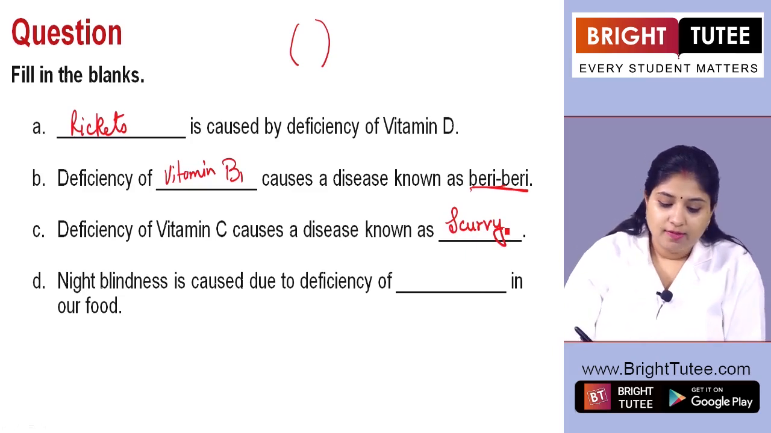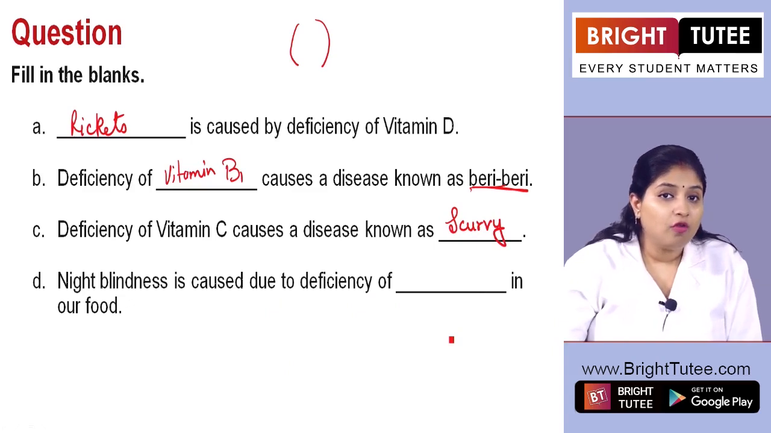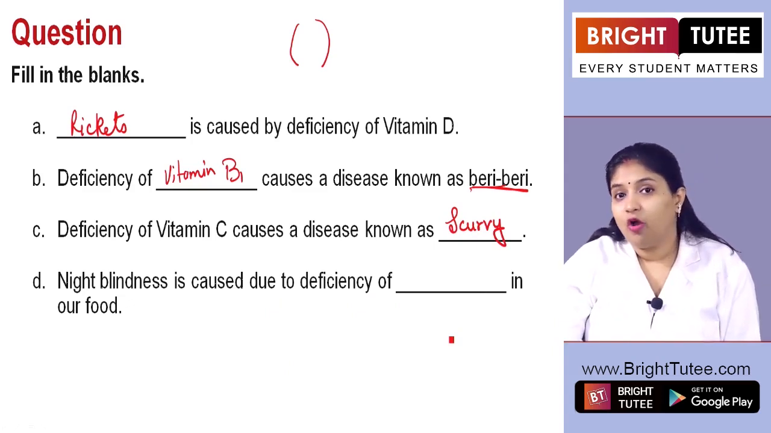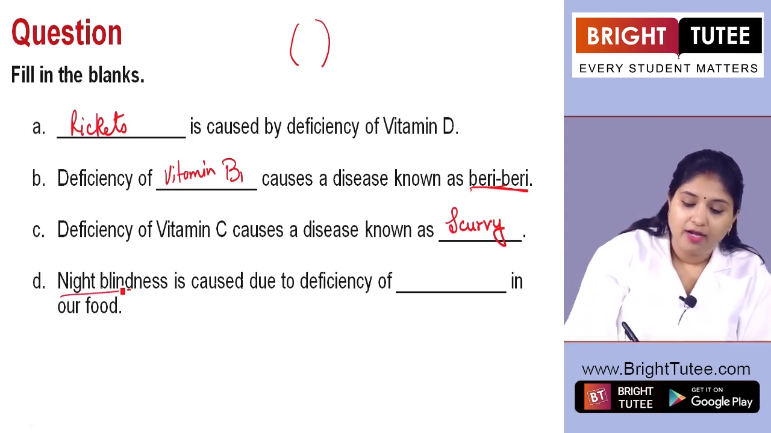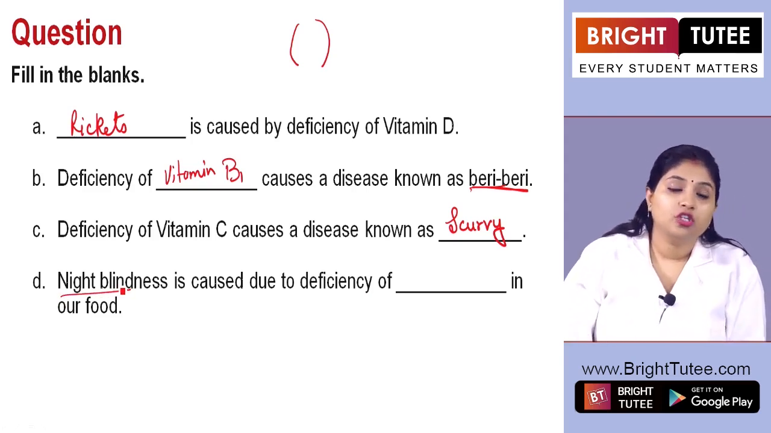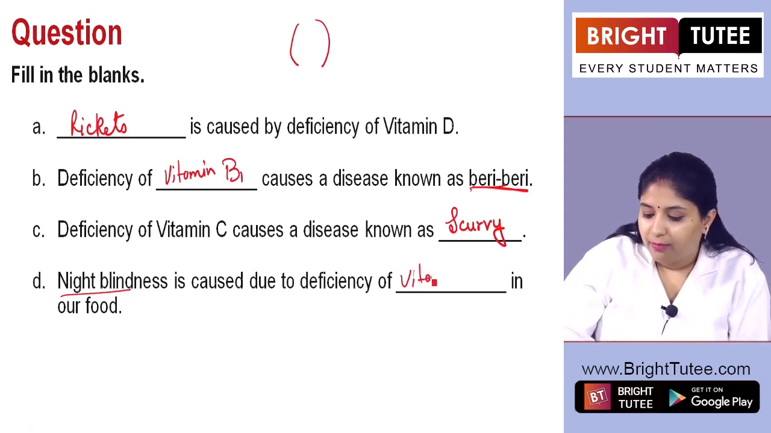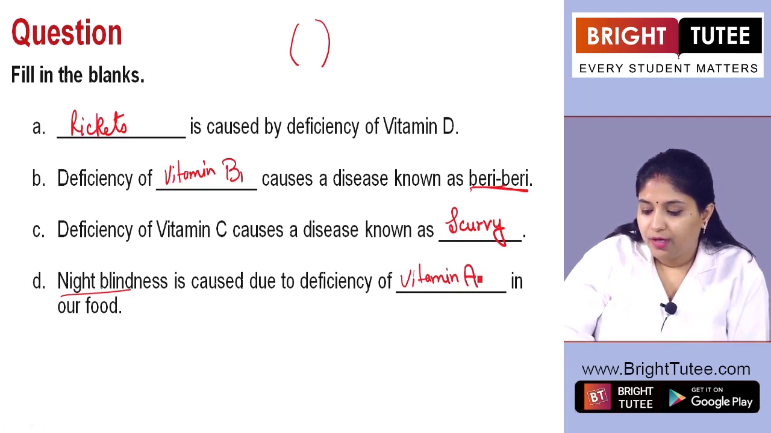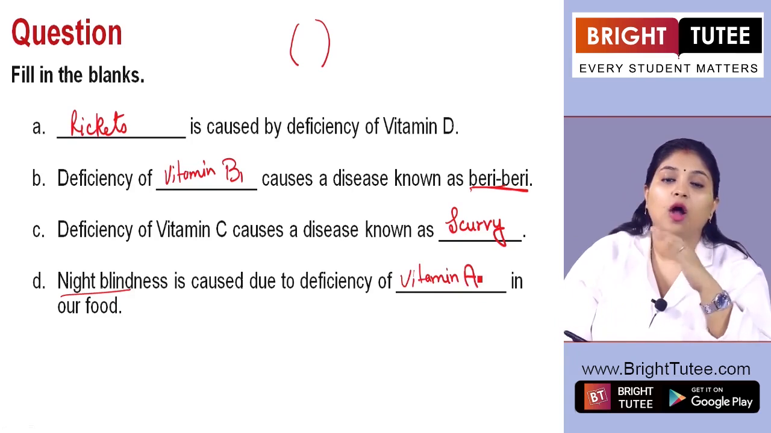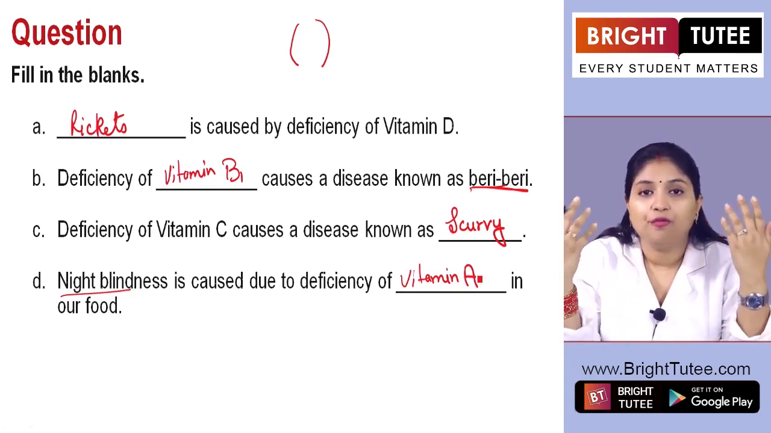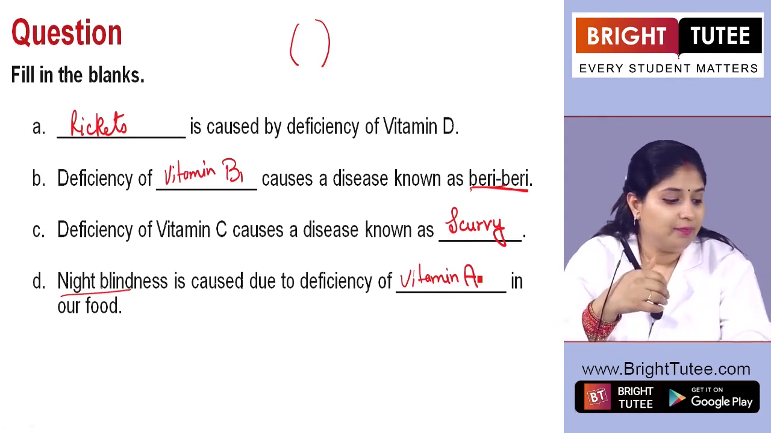Then the next question is, night blindness is caused due to deficiency of DASH. Again, this also is a vitamin which, if not there in our food in a proper amount, what will happen? A person will suffer from night blindness. That means loss of vision, especially during the night time, right? And that vitamin is what? Vitamin A. Right, so this is the vitamin A which is required to avoid the weakening of your eyes, and hence ultimately the disease night blindness.